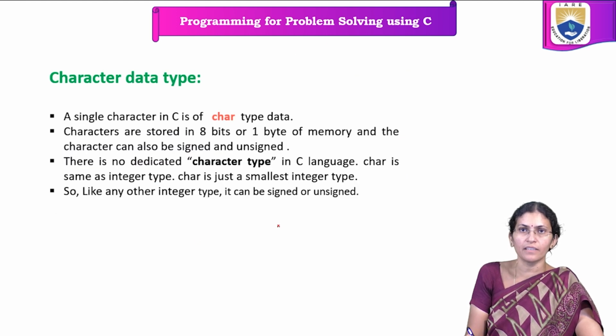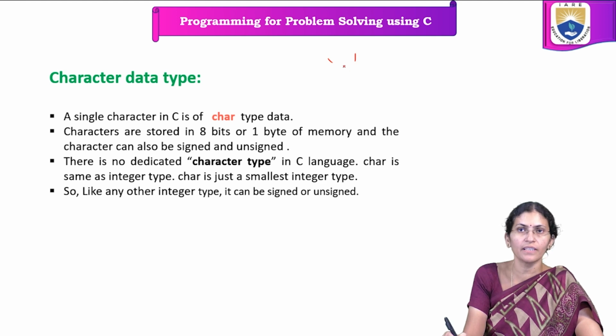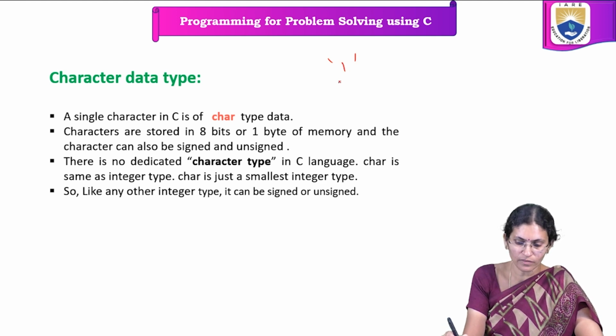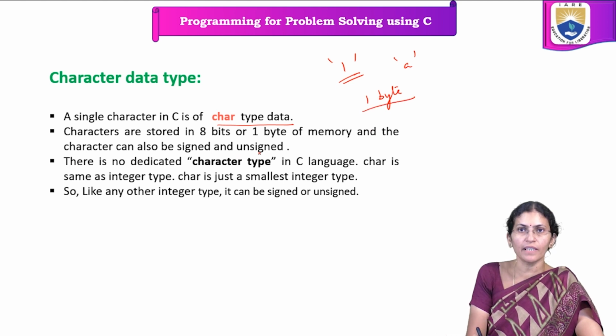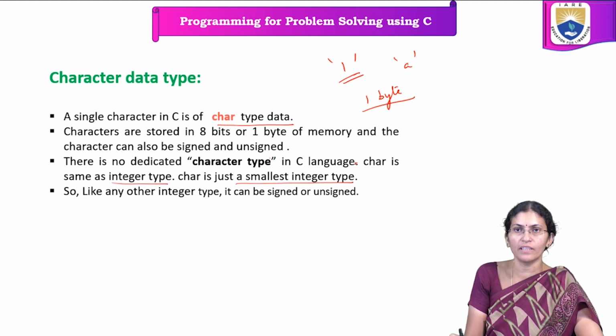Next is character data type. A single character, anything which is there in single quotes, suppose 1, this is also a character data type. So a single character in C is of character data type. Character data type requires 1 byte of memory, and the character can be signed and unsigned. There is no dedicated character type in C. So character is the same as integer type. It is just the smallest integer type.